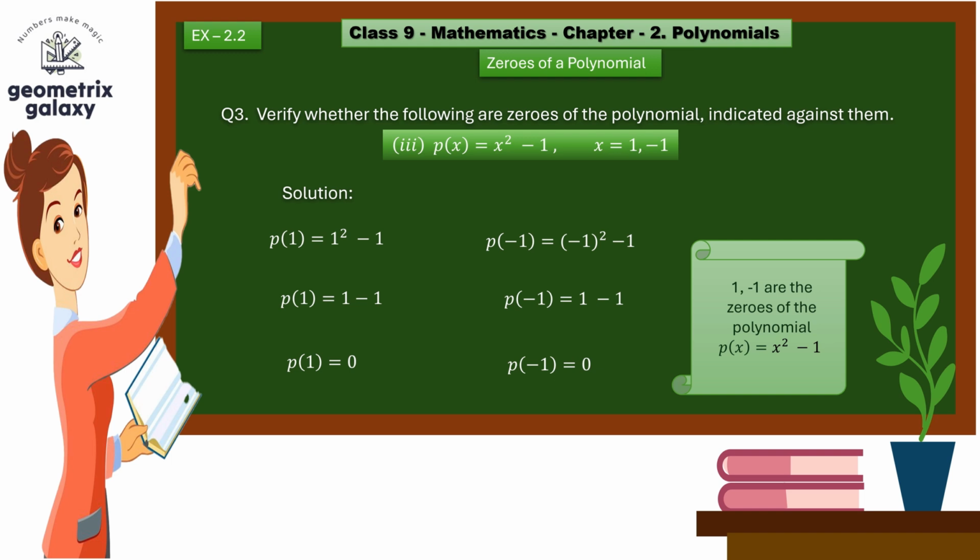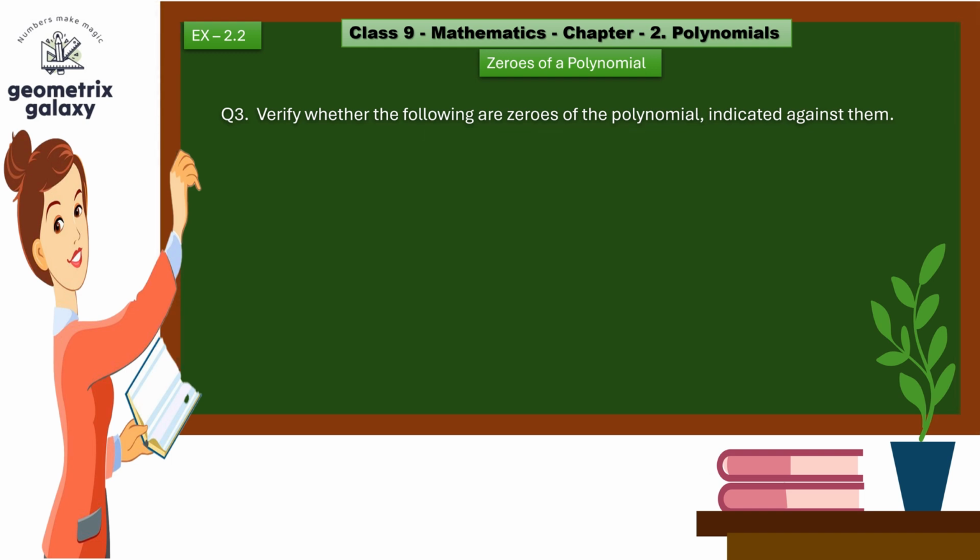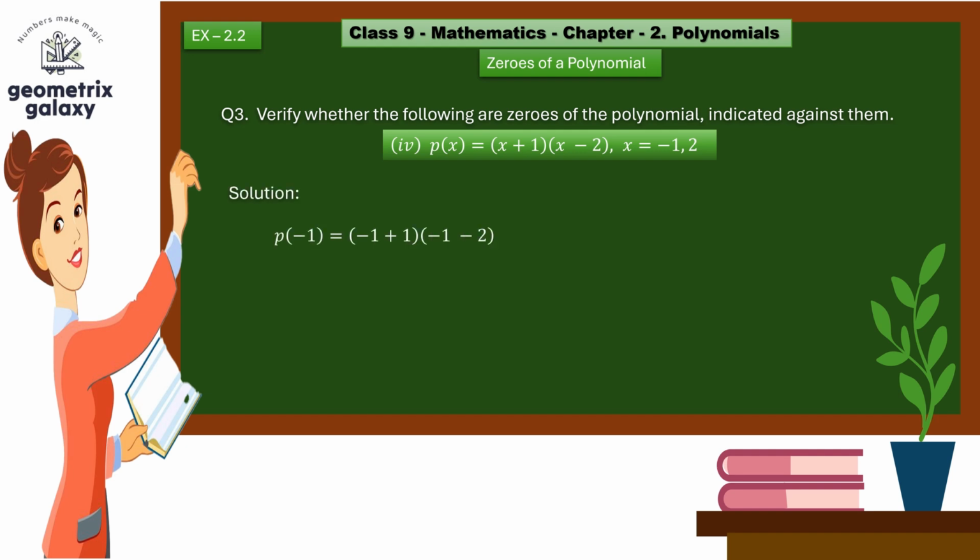The fourth subdivision is p of x is equal to x plus 1 into x minus 2. Here also we need to check for two values, that is x is equal to minus 1 and 2. We will check one by one. P of minus 1 is equal to minus 1 plus 1. In the place of x I have substituted minus 1. Then minus 1 minus 2.